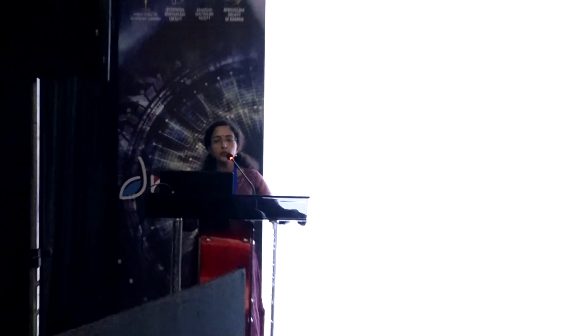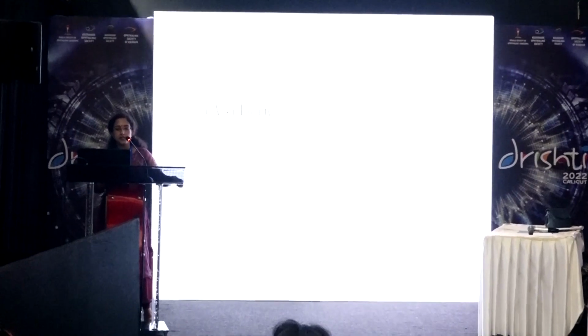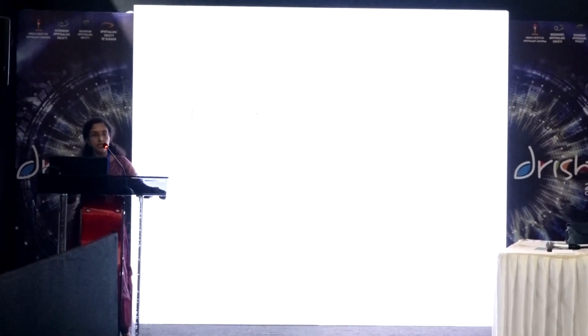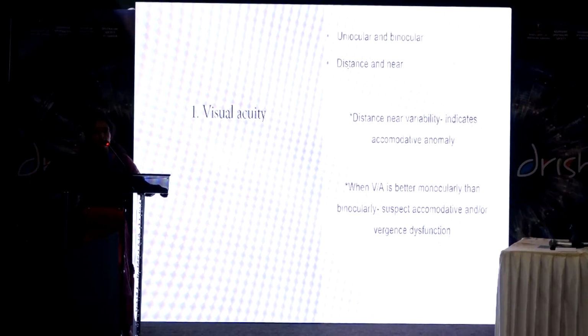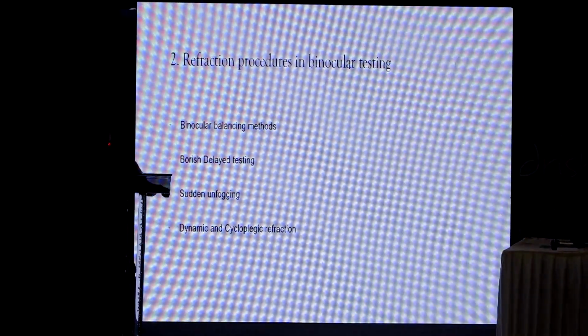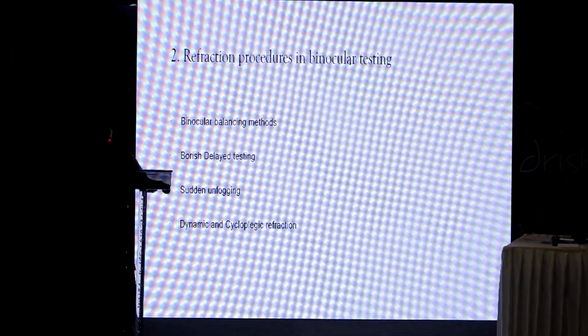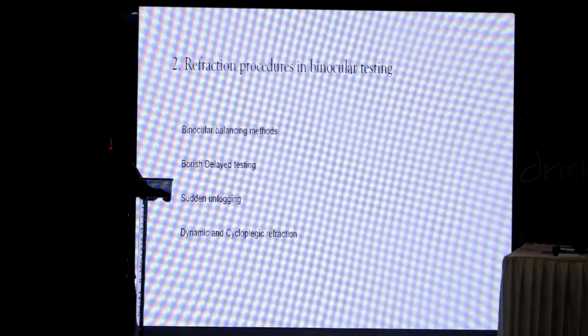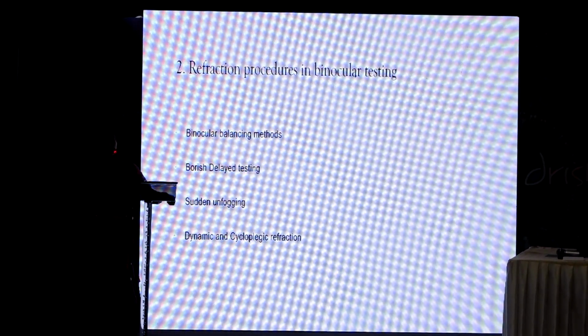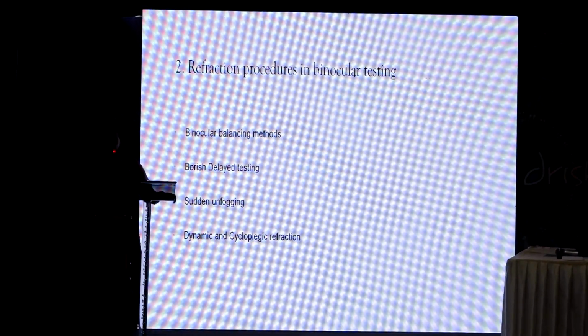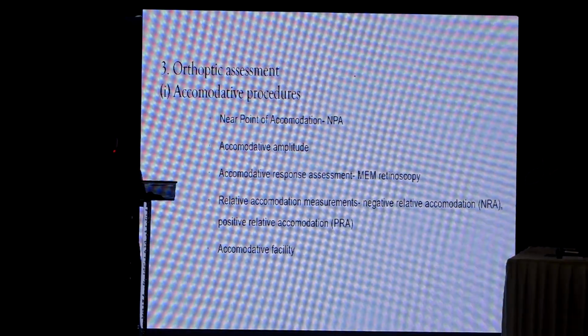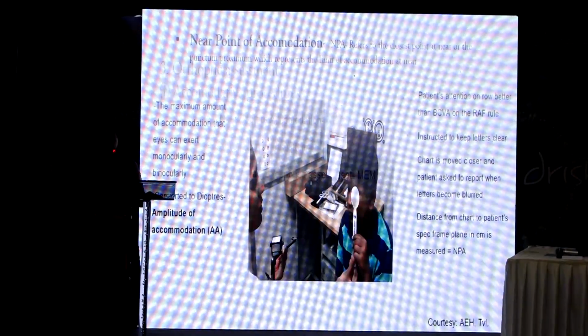So visual acuity, uniocular and binocular, both for distance and near, need to be assessed as we get clues to whatever we are dealing with from this first stage itself. These are the refraction procedures and binocular testing, binocular balancing methods, Borish delayed testing, sudden unfogging, dynamic and cycloplegic refraction. Orthoptic assessment, we start off with accommodative procedures.